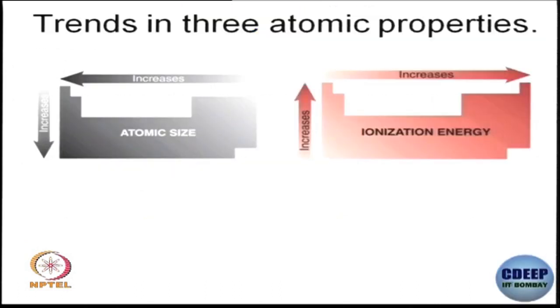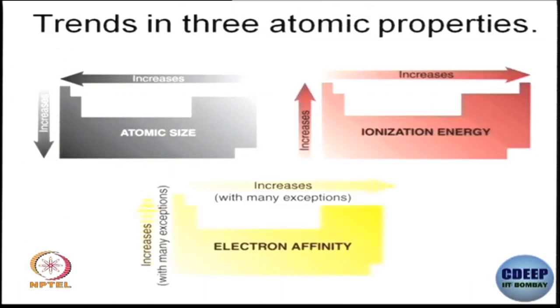So these are the trends in three atomic properties. Atomic size, as we were saying, decreases from left to right and increases from top to bottom. Ionization energy is going to be increasing from left to right and decreasing from top to bottom. Electron affinity is going to be increasing from left to right. Electron affinity from top to bottom is again going to be decreasing.